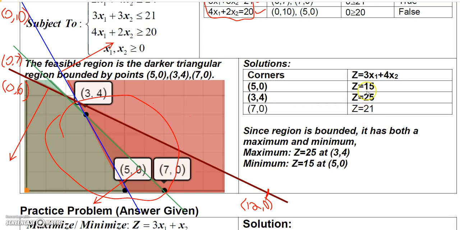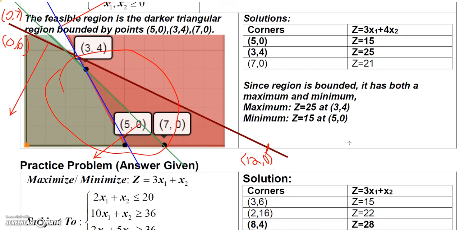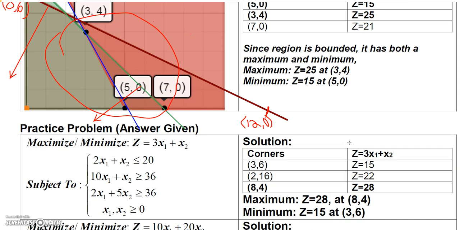Now, notice that the smallest value I got was 15, so the minimum was z equals 15 at the point (5, 0). The largest value I got was 25, so the maximum is z equals 25 at the point (3, 4). And so that's the solution for this problem. Again, on that one, we can maximize and minimize it since it's a bounded region.